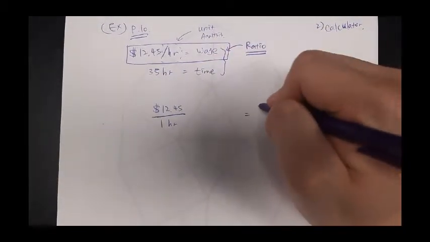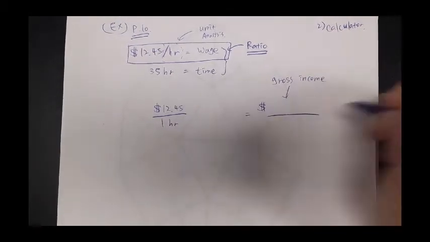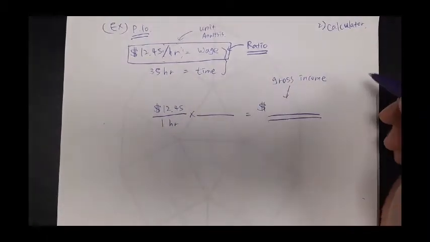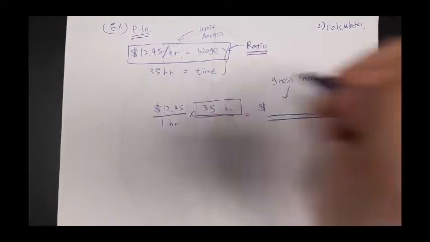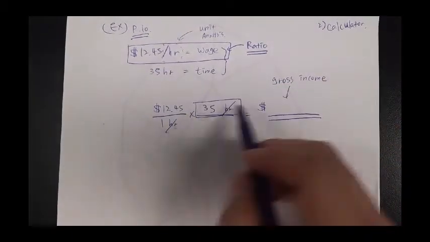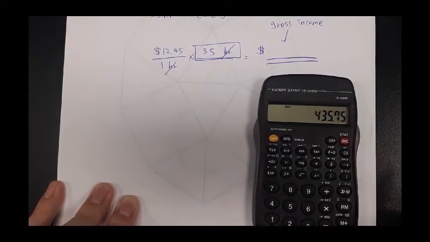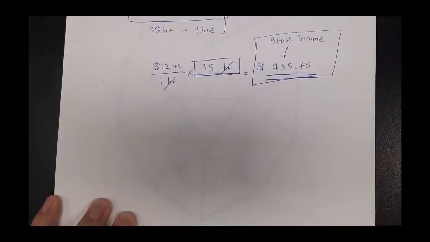And here's the thing. You are trying to find out my gross income, which is dollars and cents. You're not interested in per hour and something like that. That means I have to somehow cancel this hour. And the only way you can do it is to multiply by hours, which is 35 hours. And hour cancels hour. And then what I need to do now is just use your calculator. 12.45 times 35 gives me $435.75. And that is how much Rachel earns in this case.